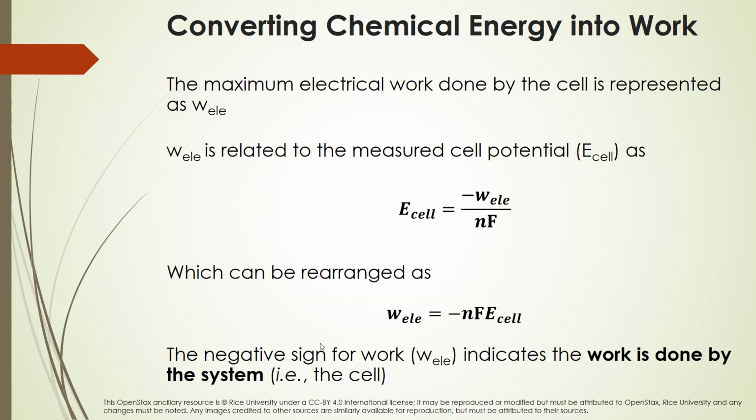The maximum electrical work done by the cell is represented as w sub ele. So that tells us that's electrical work. And it is actually related to the measured cell potential. So here's our cell potential, the quantity of work done by the cell divided by nF. And we can rearrange this and get the work defined in terms of the cell potential and the charge transferred. Now this negative sign here is very important. It indicates that the work is done by the system. So in other words, the work is done by the electrochemical cell.